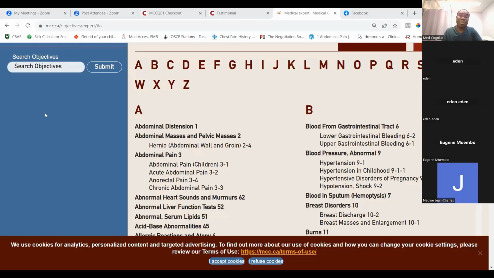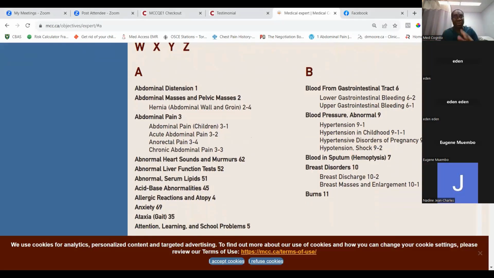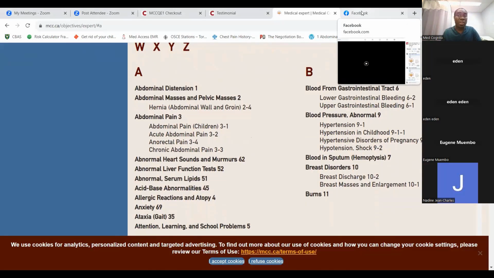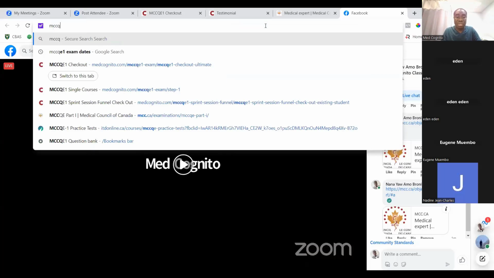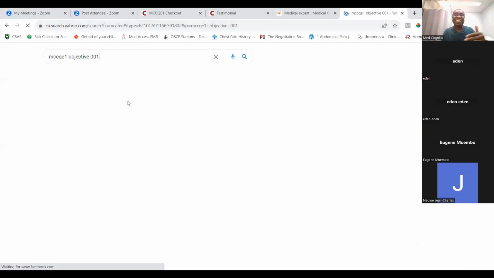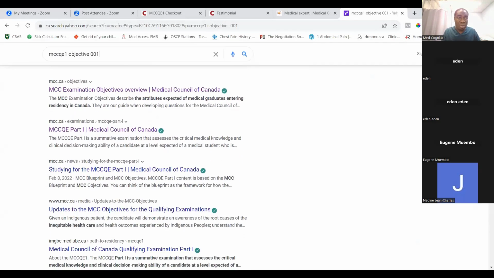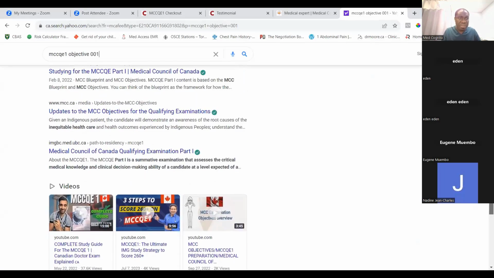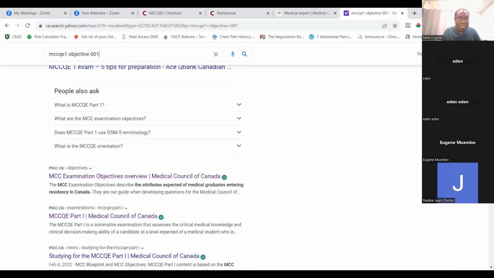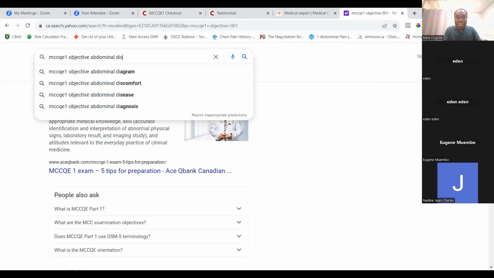So if you are preparing for the exam and you've not covered these topics, use today and the next few days to make sure that you've reviewed them. Usually there is another page which talks about the MCCQE1 objectives. Let me just show you something here. MCCQE1 objective 001. It is difficult to navigate that, okay? I'm just going to look for that for you. Objective abdominal distension.